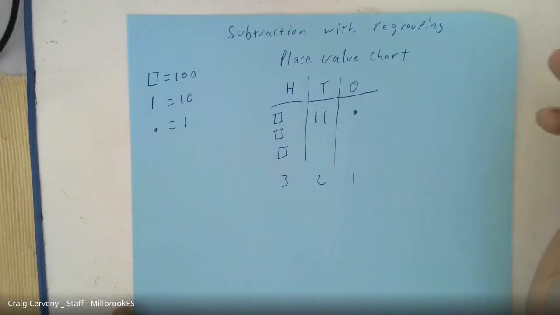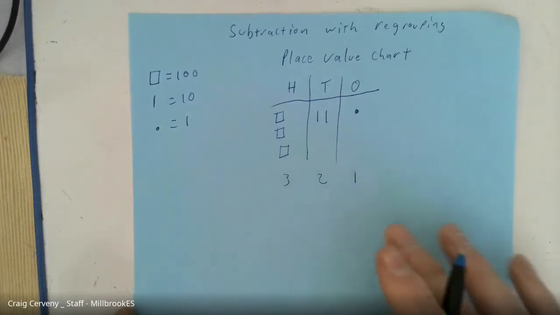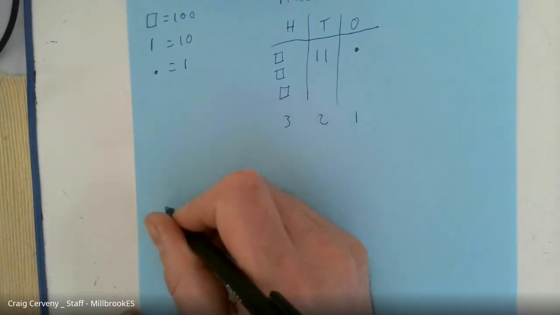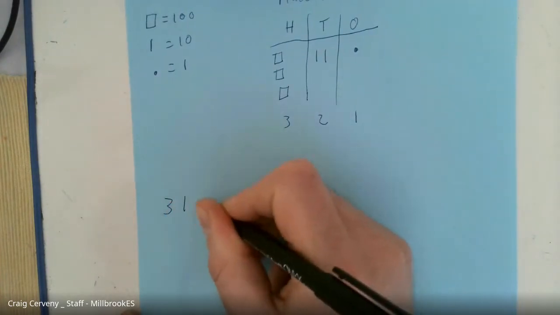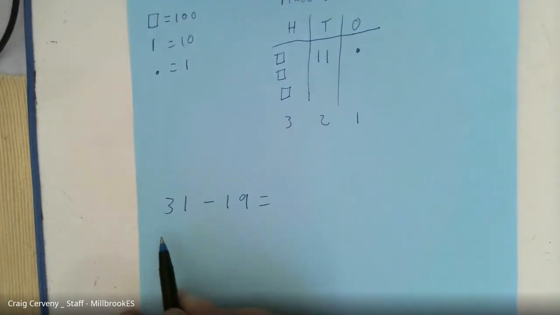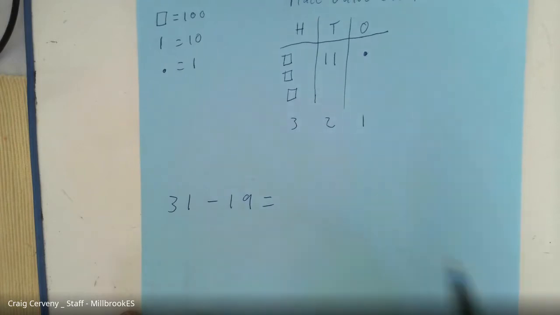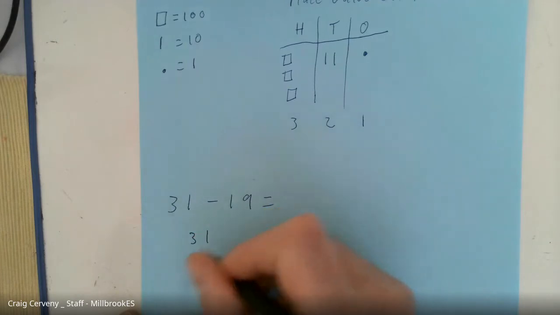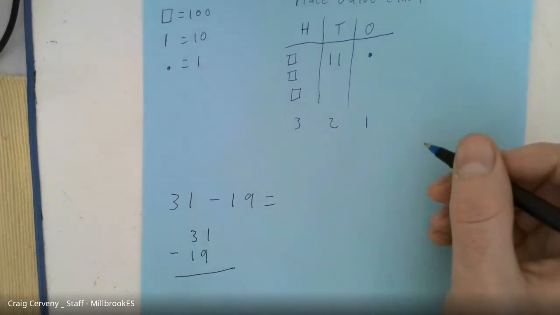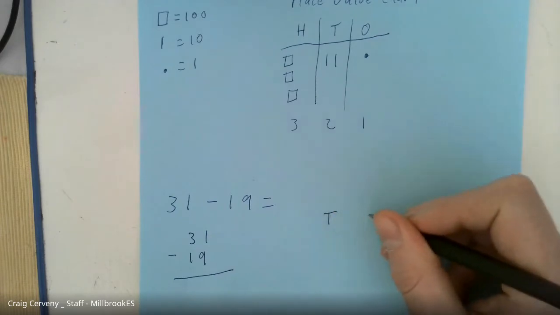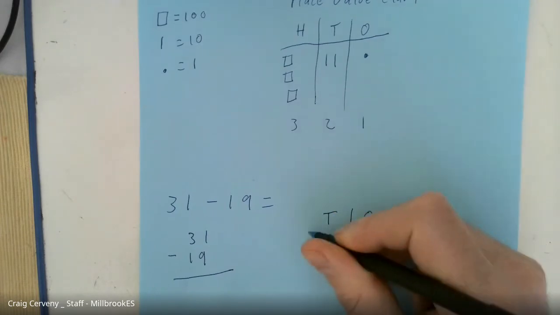So our first problem that we're going to come across is, let's do 31 minus 19 equals something. I like to set it up so it's on top of each other. So I'll rewrite this as 31 minus 19. Then over here, I'm going to put my place value chart. I'm going to do tens and ones because that's all we have in here. We don't have any hundreds.